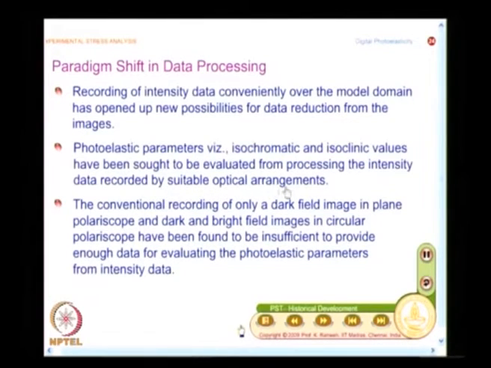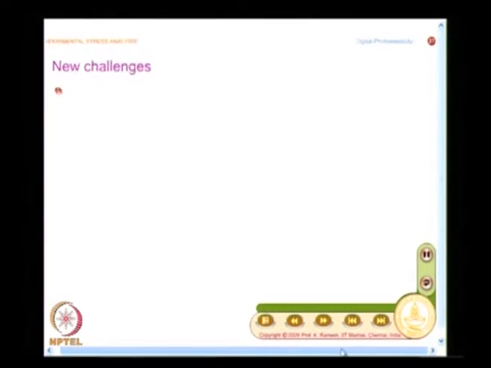What you will have to look at is the conventional recording of only a dark field in a plane polariscope, and dark and bright field images in a circular polariscope. They have been found to be insufficient to provide enough data for evaluating the photoelastic parameters from intensity. So, people have to look at how to generate additional intensity data, and this posed new challenges.